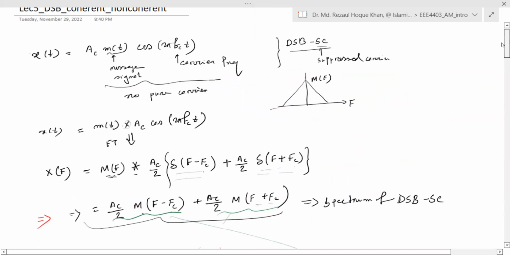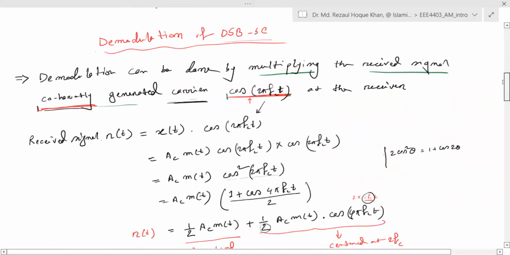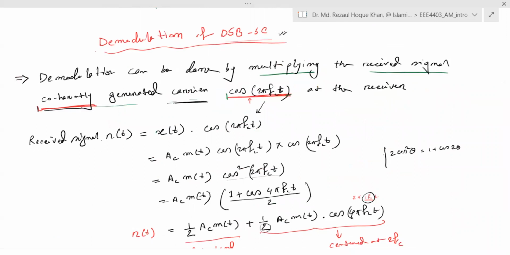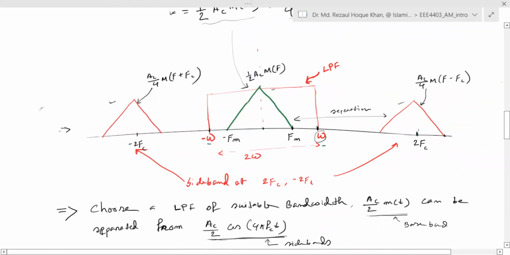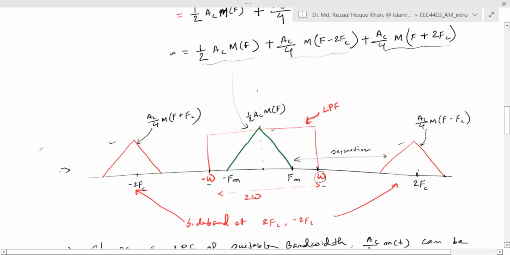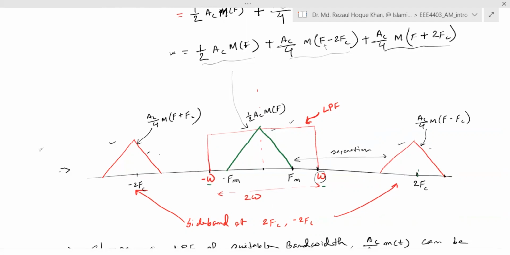Coherent demodulation. So here, while doing this demodulation of the double sideband suppressed carrier, I provided you this picture, right? This picture is updated, where we use all the capital notation instead of small letter notation. Here you see after demodulation we have two sidebands and a baseband signal. This is our baseband signal and two sidebands here.